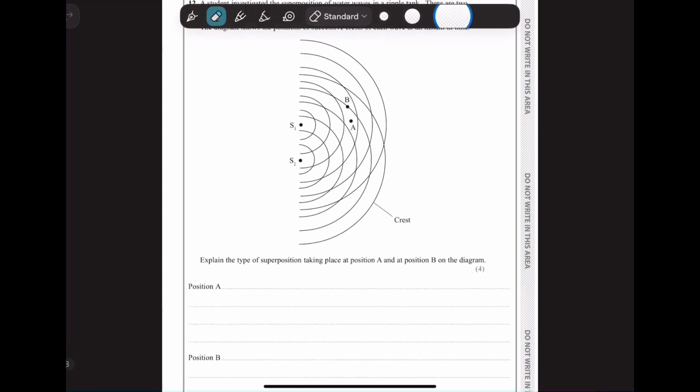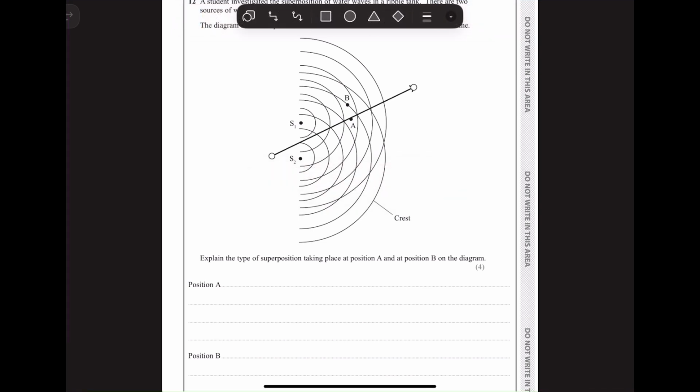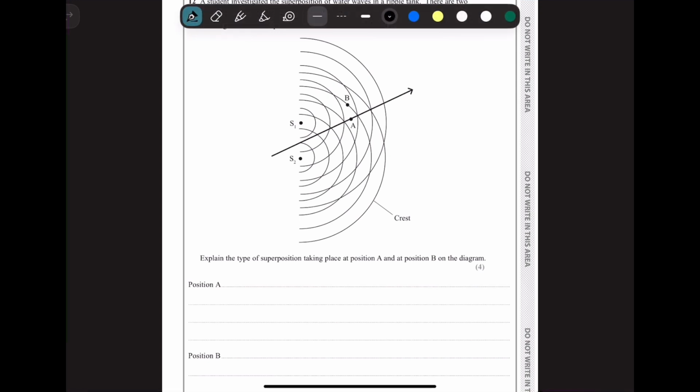We can simply see that point A aligns with the point of crest and crest meeting. As you can see over here, if you draw this line, it aligns with the point of crest and crest meeting. So you can say point A will undergo constructive superposition, and hence point B will undergo destructive superposition. In questions like this, you simply have to write why it is undergoing constructive superposition and why it is undergoing destructive superposition. So let's write it down.